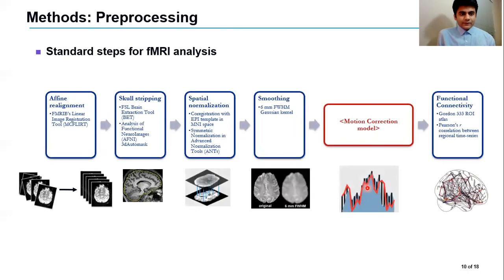For our preprocessing, we followed standard steps for fMRI analysis, which include affine realignment, skull stripping, spatial normalization, smoothing, and the specific motion correction model or pipeline from the 4 mentioned before, and construction of functional connectivity matrices, which was done using a Pearson's R correlation between regional time series, and the images were divided into 333 regions using the Gordon Atlas.